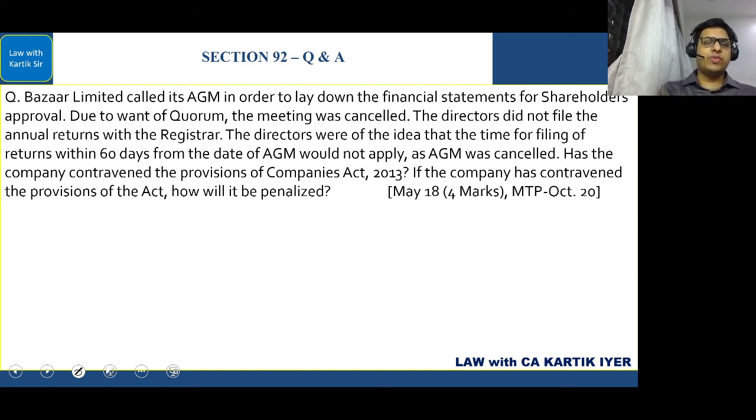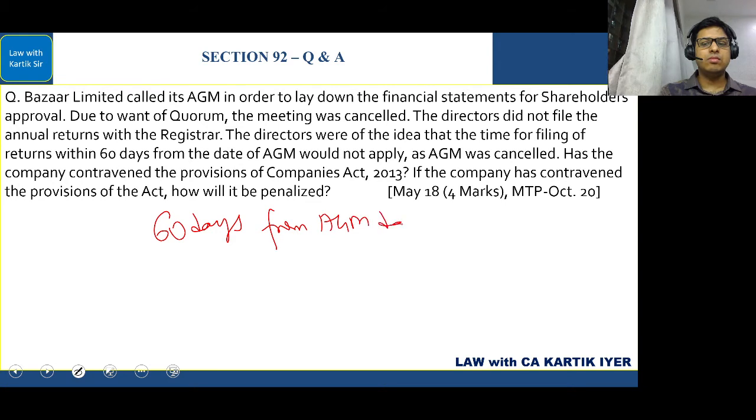The annual returns have to be filed within 60 days from the date of the AGM. This is the basic provision that is there. Now, if the AGM is not held, then from which date? If the AGM is not held, then within 60 days from the last date when the AGM should have been held. So whenever the AGM should have been held, within 60 days they should have filed the annual return, along with the reasons why they could not hold the AGM. Now the company has not done that, so the company will be liable to penalties.